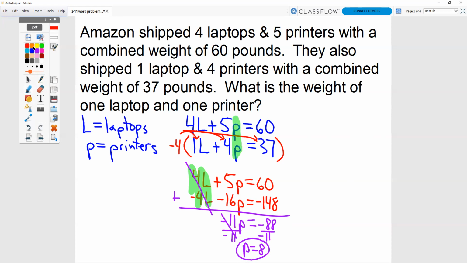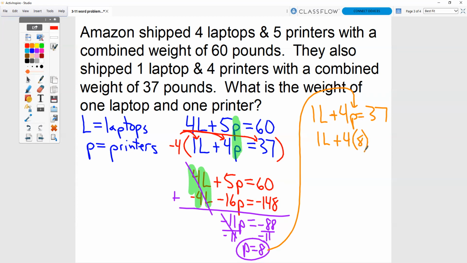I think the bottom equation looks a little bit easier. So I'm going to take that bottom equation and I'm going to rewrite it. 1L plus 4P equals 37. I'm going to take my answer of 8 and sub it in for the P. So 1L plus, instead of 4 times P, I have 4 times 8 because I'm subbing in that answer, equals 37. 4 times 8 is 32.